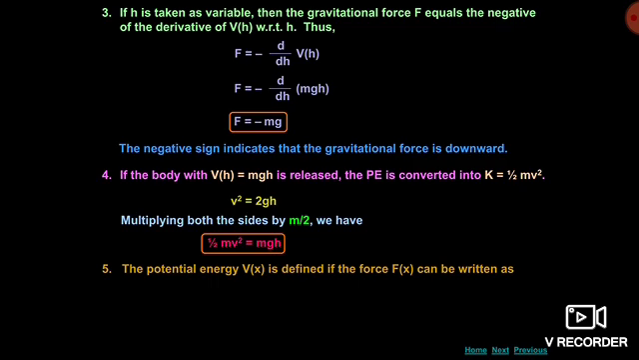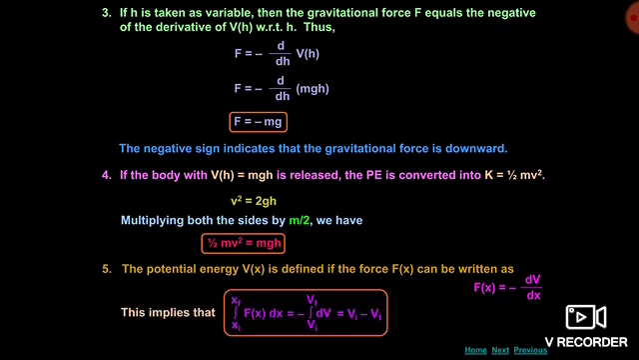The potential energy V(x) is defined if the force F(x) can be written as F(x) is equal to minus dV by dx. This implies that if we integrate both sides, F(x) dx from initial position xi to xf, we have to integrate the other side also from Vi to Vf. We get Vi minus Vf as the change in potential energy of the body, initial minus final.